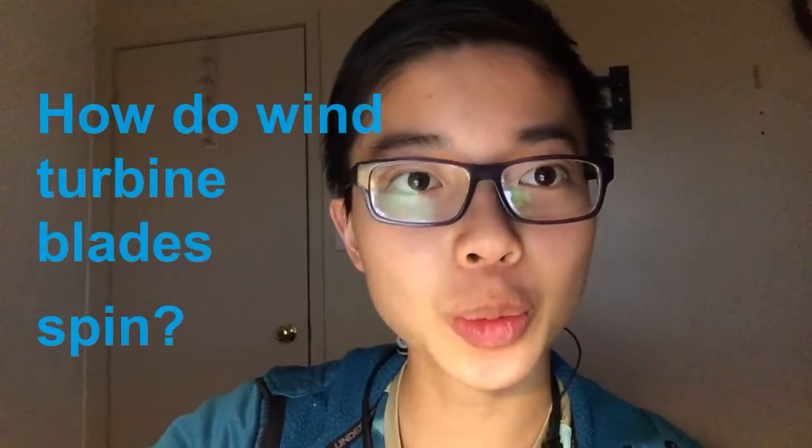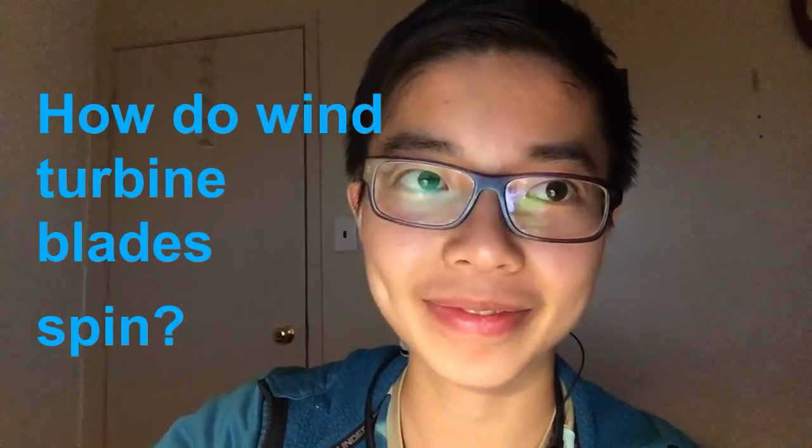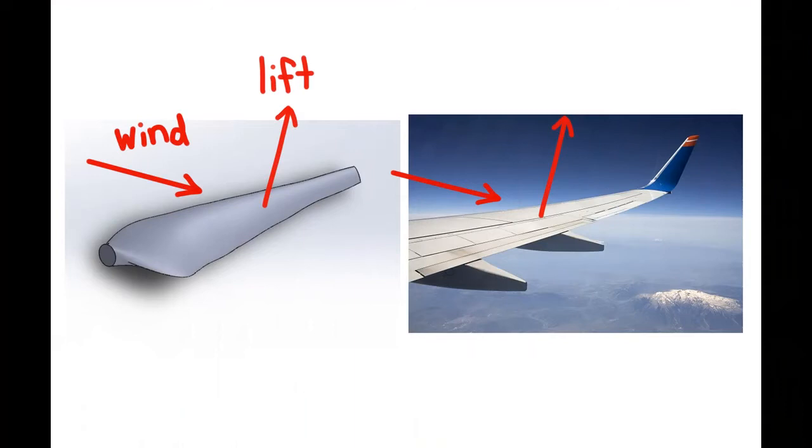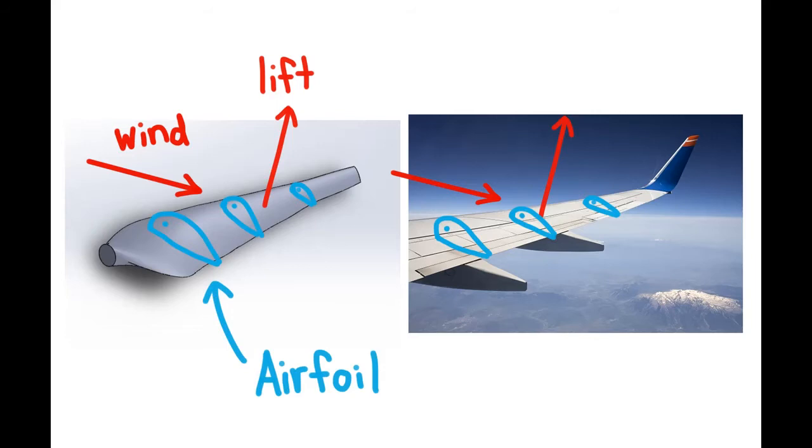That's why today I'm going to answer this question. How do wind turbine blades spin? Hey, did you know that the blade of a turbine is designed just like an airplane wing? As wind blows into the blade or wing, a force called lift is generated. And if you look at the cross sections of the blade and the wing, see they are both made up of these whale shapes. This is called an airfoil, and we'll be looking at how this generates lift.